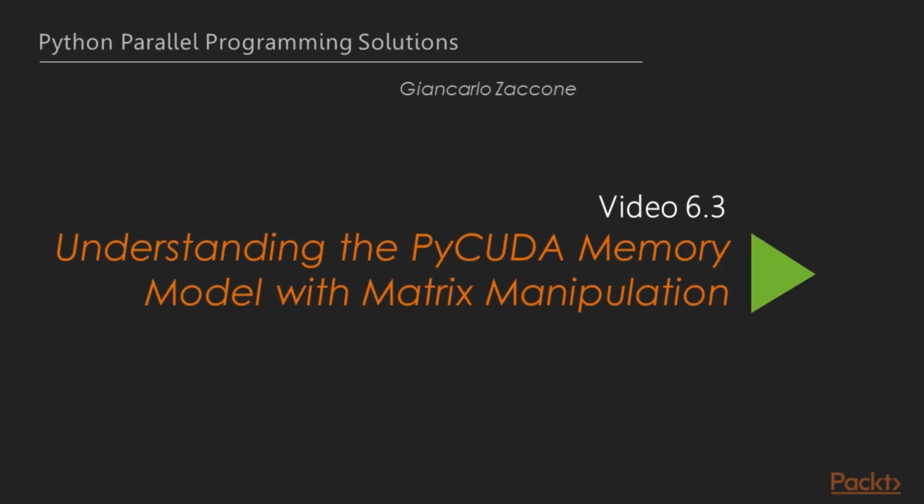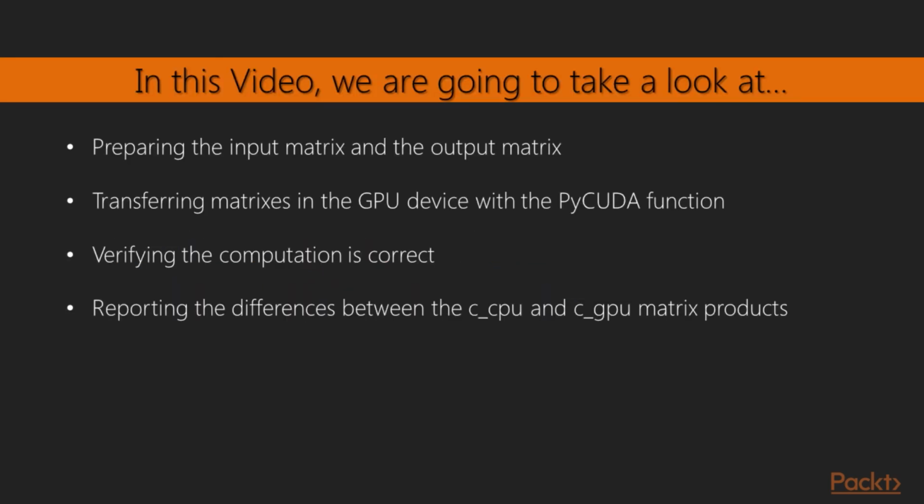In our previous video, we saw how to build PyCUDA applications. Welcome to the third video of this section, Understanding the PyCUDA Memory Model with Matrix Manipulation. In this video, we'll first prepare the input matrix and the output matrix. We'll then transfer the matrices to the GPU device with the PyCUDA function. In the end, we'll verify whether the computation is correct.